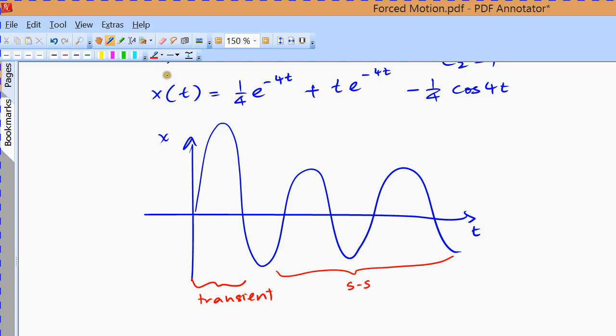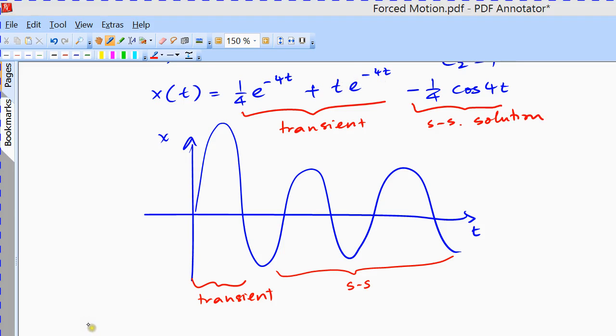Now if you look at the equation again, you will notice that this part of the solution will disappear as t becomes larger and larger, and so this is the transient part of the solution, and this is the steady state part of the solution. Once the transient part of the solution disappears, the system is governed by the steady state solution.